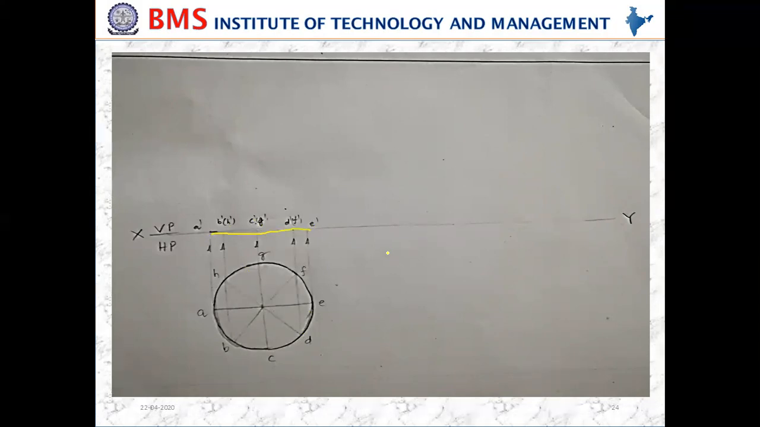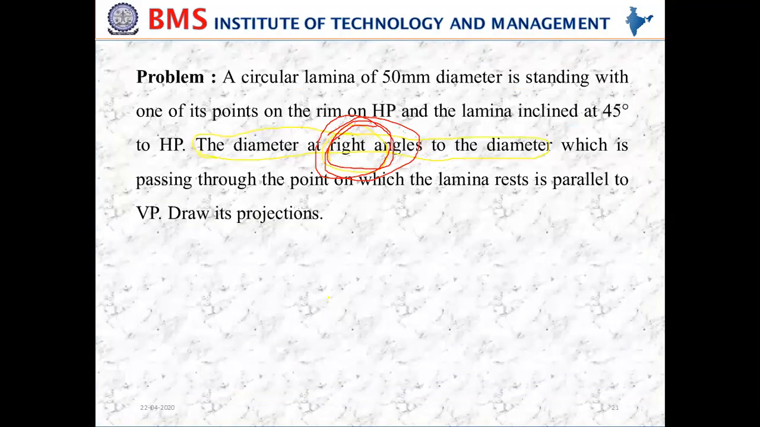The lamina inclination. In the second position, I am going to draw the lamina inclination. What is given in the problem? In the problem, he has given that the lamina is inclined at an angle of 45 degrees to HP.